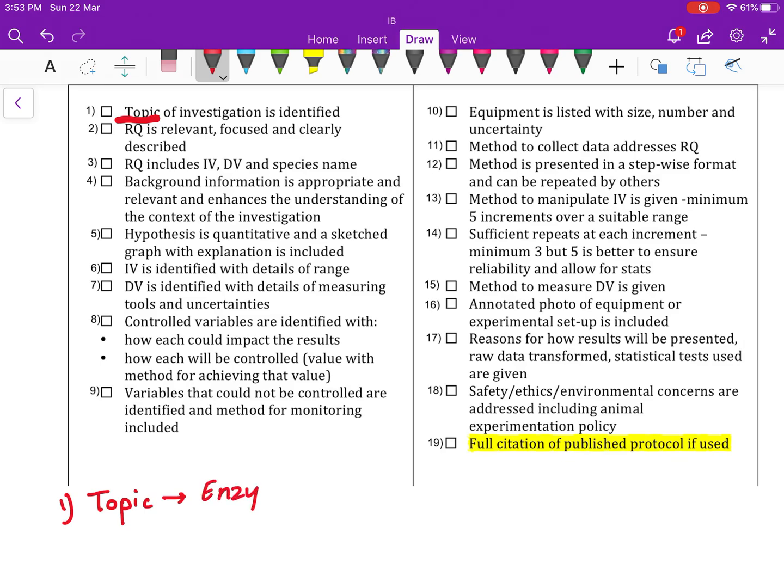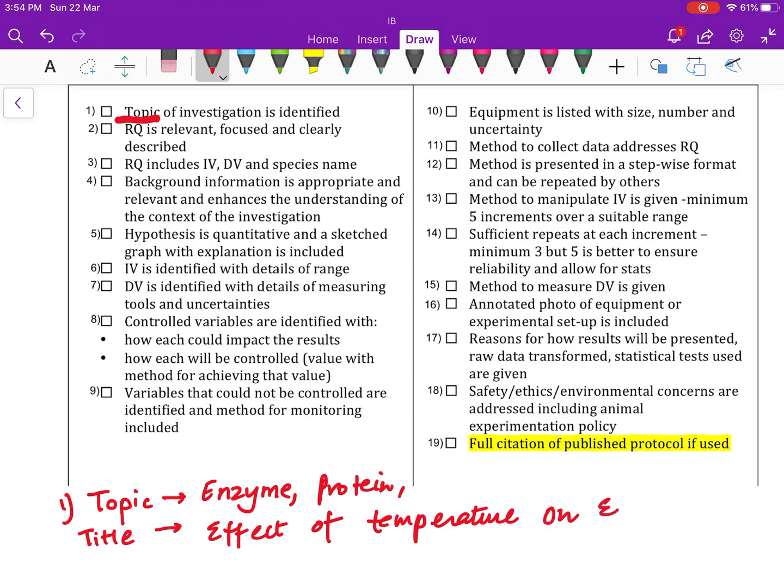of your investigation. So for example, enzyme, protein, digestion, immune system, whatever, you just identify the topic and you can give the title along with the topic, for example, effect of temperature on enzyme. So if you have given this title, it includes enzyme, we understand, okay, topic is given. It need not be more detailed, but a precise one sentence title or a topic with one word is sufficient enough along with the title.